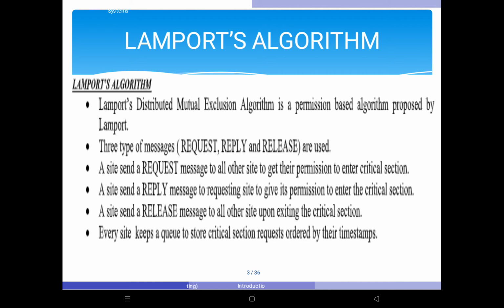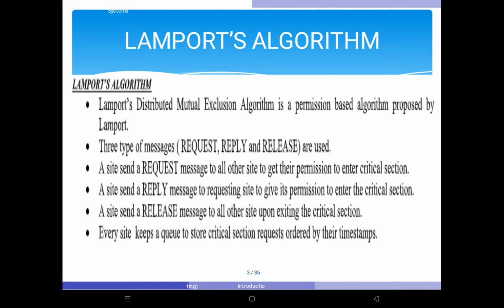A site can send a request message to all other sites to get permission to enter the critical section. A site can send a reply message to the requesting site to give its permission to enter the critical section. A site can send a release message to all other sites to exit the critical section. So the three types of messages are the request message, the reply message, and the release message.